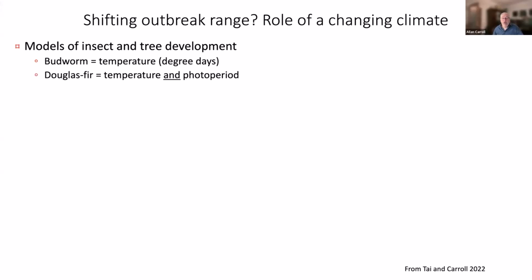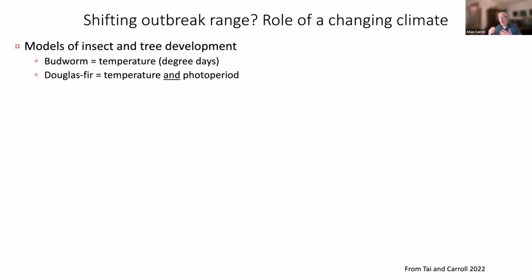Trees like Douglas fir, however, have a slight nuance to that. They do require temperature to develop in the spring, but they also have a photoperiodic requirement. In other words, days need to be long enough before they actually decide to burst their buds. There's no sense putting out your photosynthetic machinery unless the days are long enough for you to actually be able to fix the photosynthetic material that you need to grow.